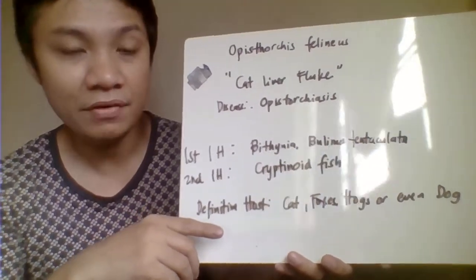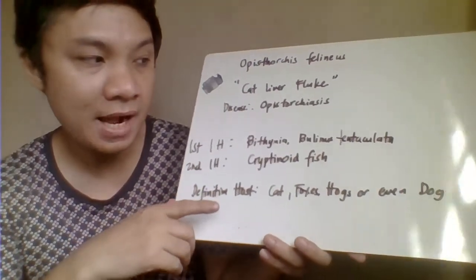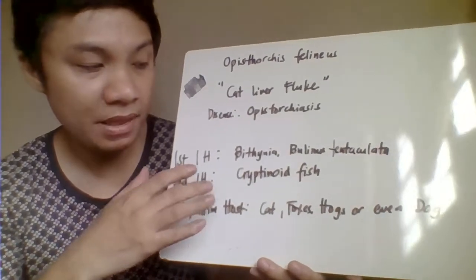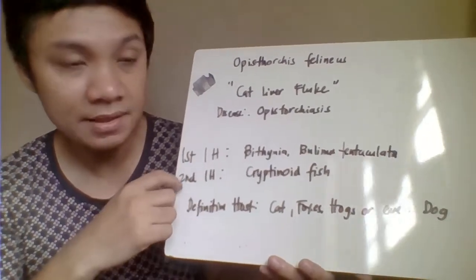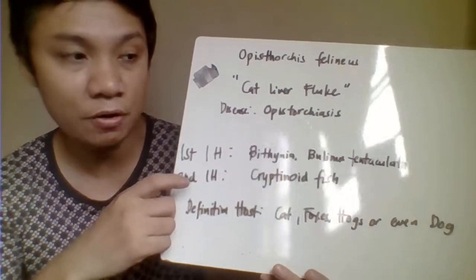Opisthorchiasis. Okay, the first intermediate host for this one is Bithynia leachii, which is another snail, and we also have Bithynia. And the second intermediate host will also be cyprinoid fish, the same as with Clonorchis sinensis.